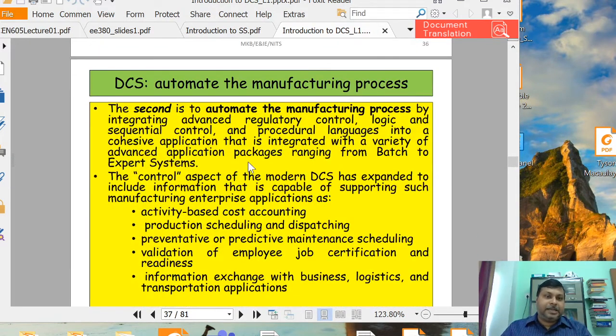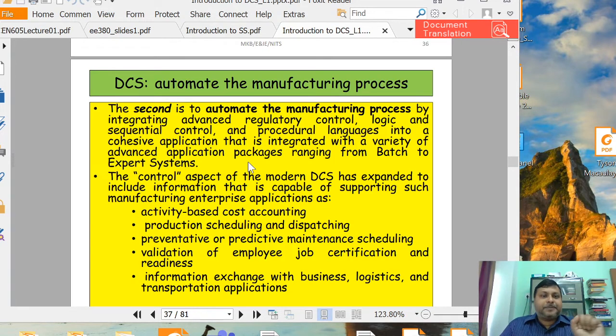Then second is to automate the manufacturing process. This is another important feature offered by the DCS. The second is to automate the manufacturing process by integrating advanced regulatory control, logic and sequential control, and procedural languages into a cohesive application that is integrated with a variety of advanced application packages ranging from batch to expert system. So here, with the advanced control technology integrated with the DCS, you can achieve the automation.